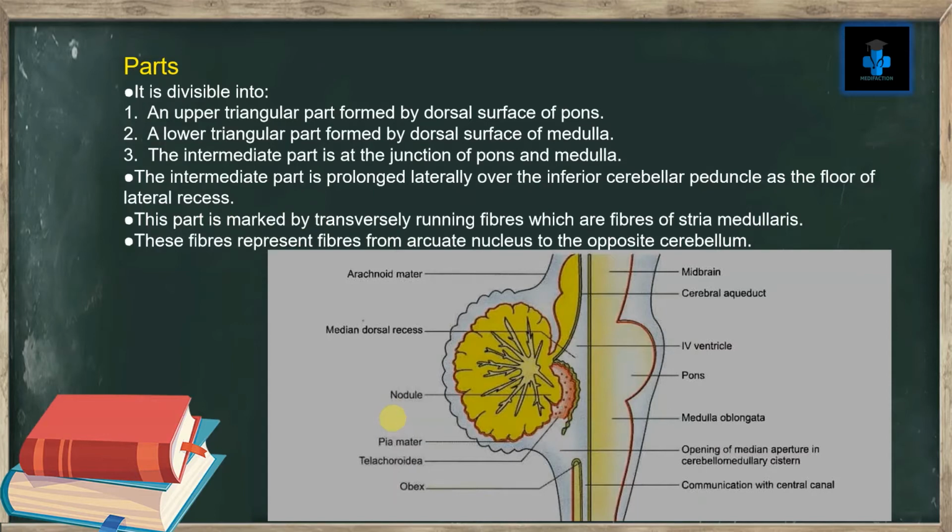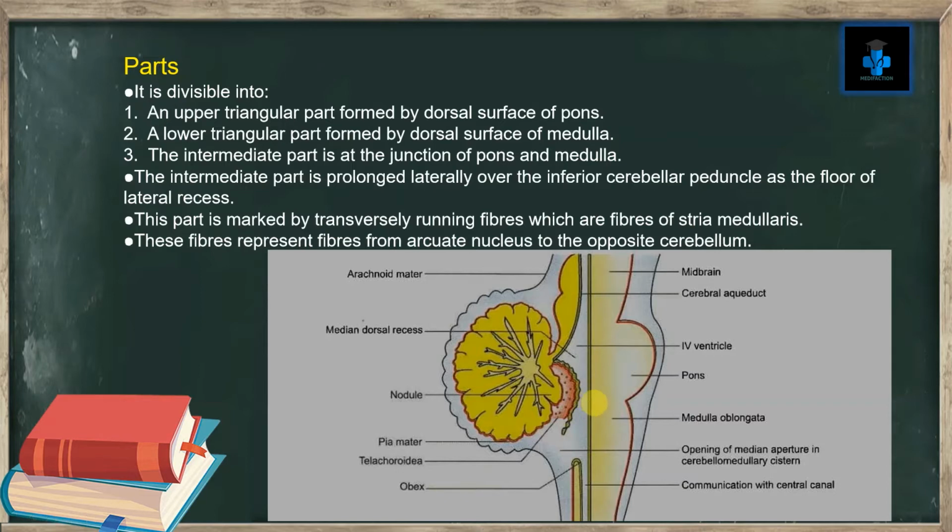Parts. It is divisible into number 1, an upper triangular part formed by the dorsal surface of the pons. Number 2, a lower triangular part formed by the dorsal surface of the medulla. And number 3, an intermediate part, which is at the junction of the pons and medulla.